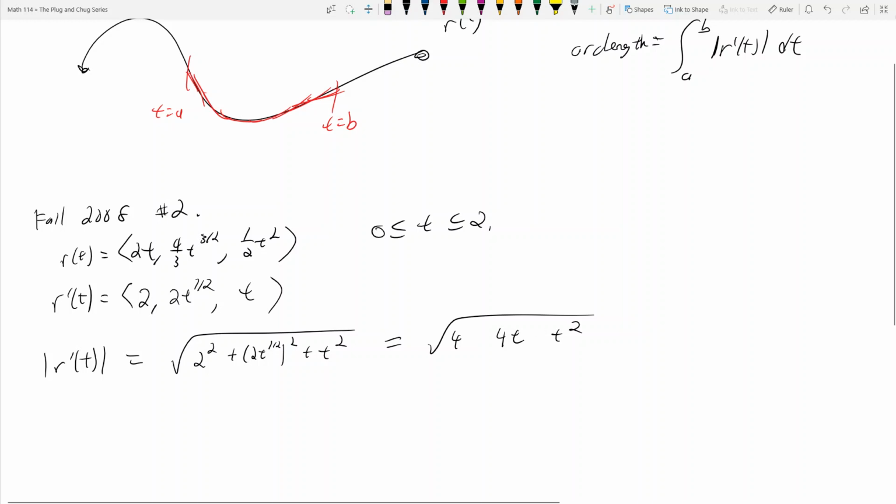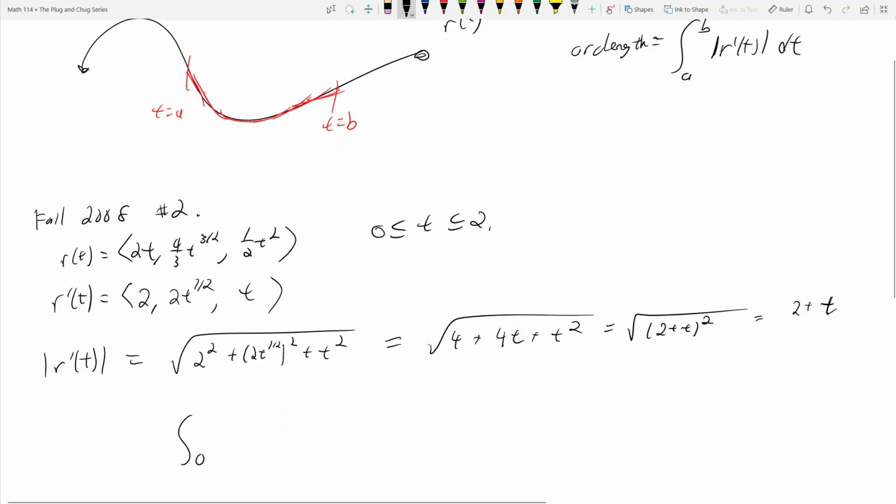And so, all right, so this is 4 plus 4t plus t squared, and this is where you need to recognize, hey, wait a second, this guy under the square root is actually just 2 plus t squared. And so that means the magnitude of the velocity is really 2 plus t. And again, the magnitude of velocity is speed, but I'm going to avoid using the word speed, and so we're just going to call it the magnitude of velocity. Okay, so that's what we're going to integrate.